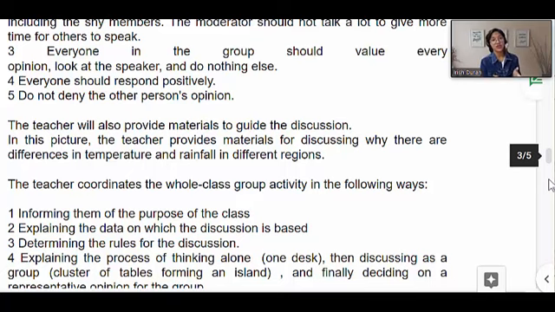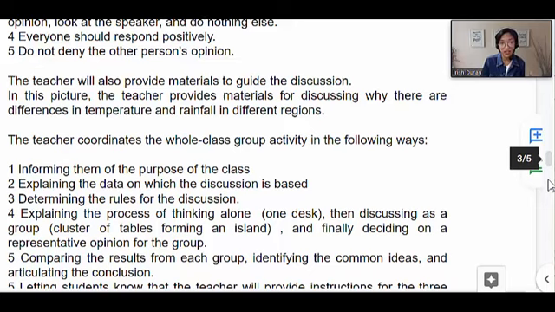The teacher will also provide materials to guide the discussion. In this picture, the teacher provides materials for discussing why there are differences in temperature and rainfall in different regions. The teacher coordinates the whole class group activity in the following ways. First, informing them of the purpose of the class. Second, explaining the data on which the discussion is based. Third, determining the rules for the discussion.